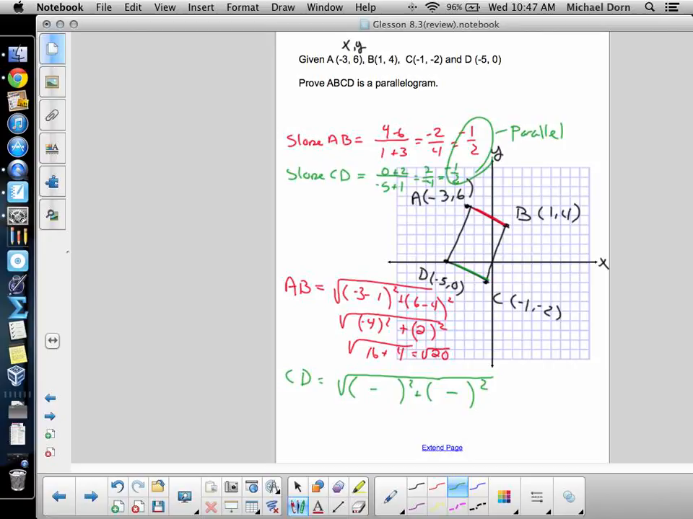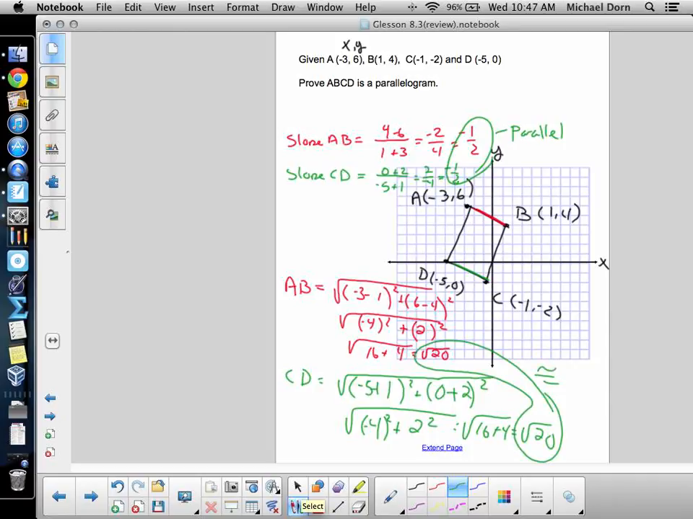So CD, it's negative 5 and negative 1, and 0 and negative 2. So that's 4 squared plus 2 squared and negative 4 squared and 2 squared. Square root of 16 plus 4 is square root of 20. They're congruent. I indicate what I found. So since the same pair of sides is both parallel and congruent, that makes that a parallelogram. I just proved that's a parallelogram.